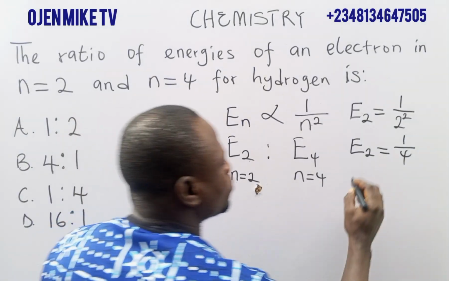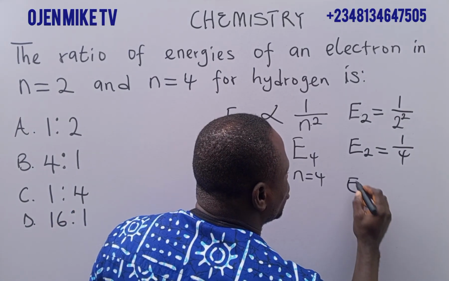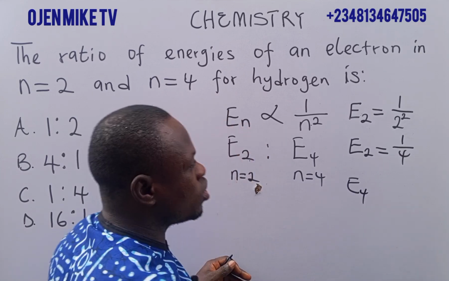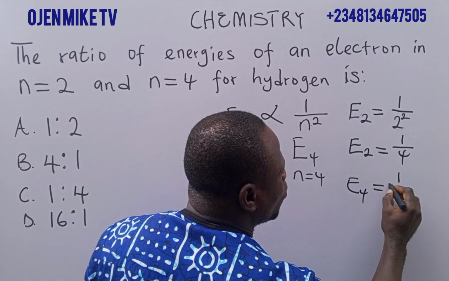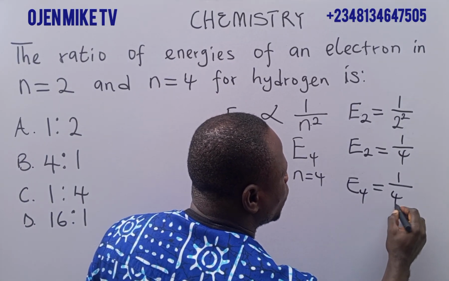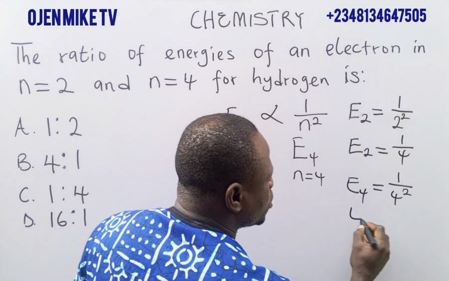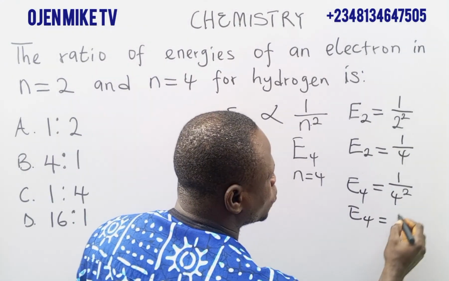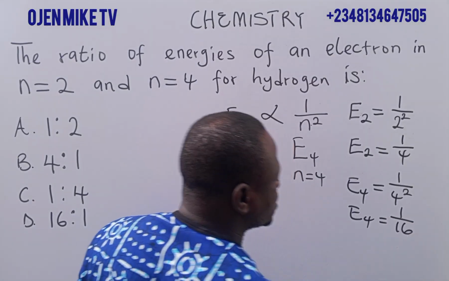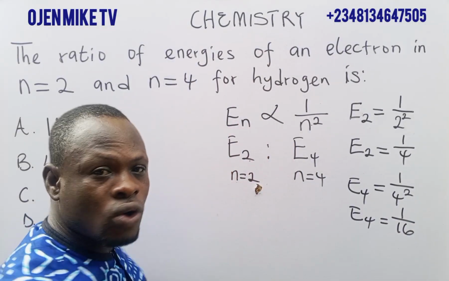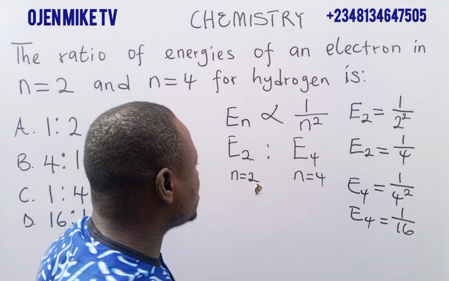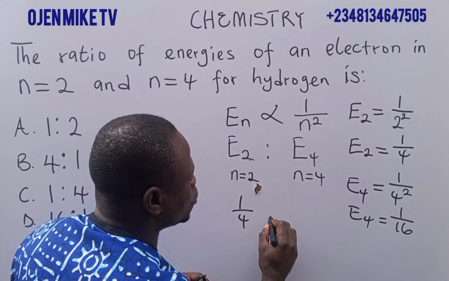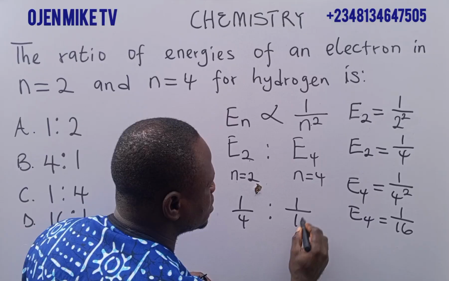For the second one, we have the principal quantum number of 4. The energy level of the principal quantum number 4 is equal to 1 over 4 raised to power 2. The energy level of the principal quantum number 4 will be equal to 1 over 16. So we are now going to put it into our ratio so that we can rationalize it. We have 1 over 4 is to 1 over 16.